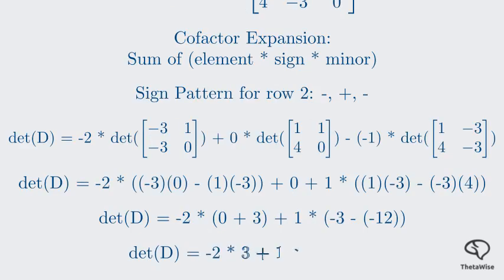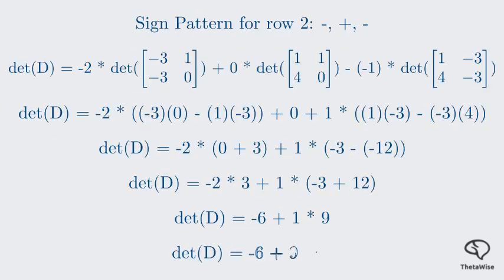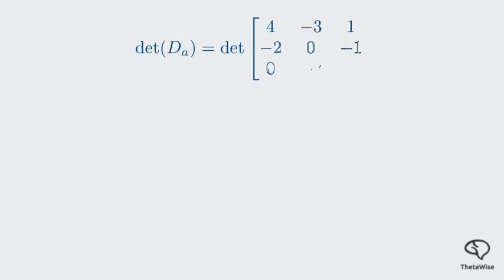Simplifying this gives us minus 2 times 3 plus 1 times 9. This equals minus 6 plus 9, which is 3. So the determinant of D is 3. Next, we will calculate the determinant of the matrix D sub A. Here is our matrix D sub A.